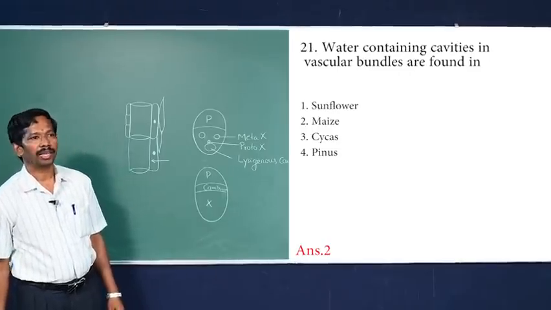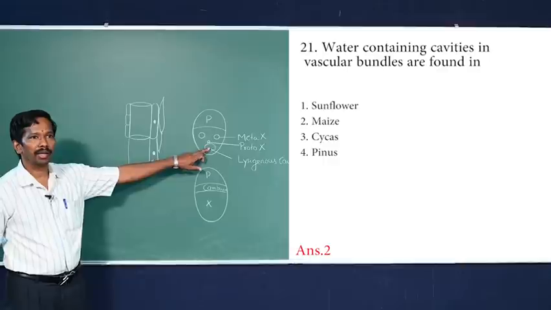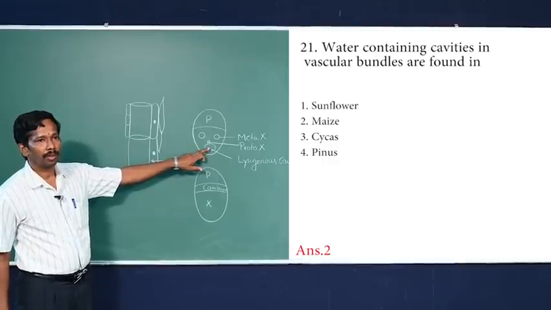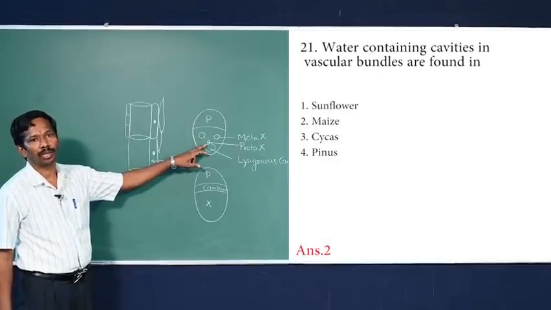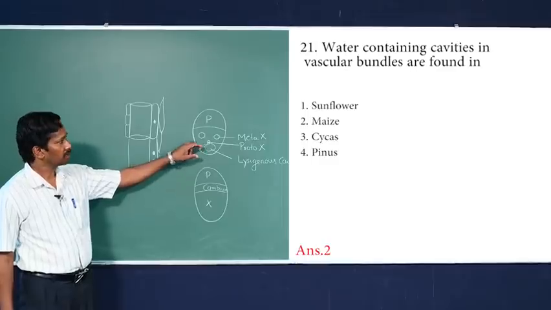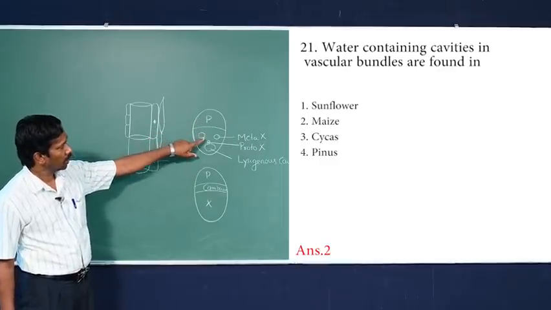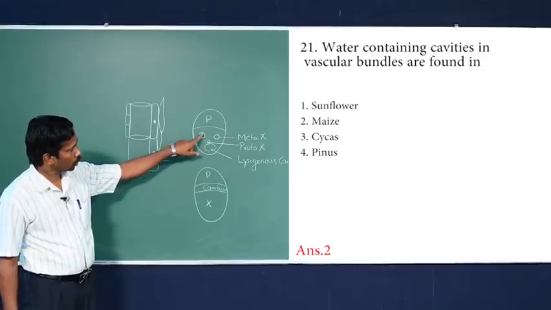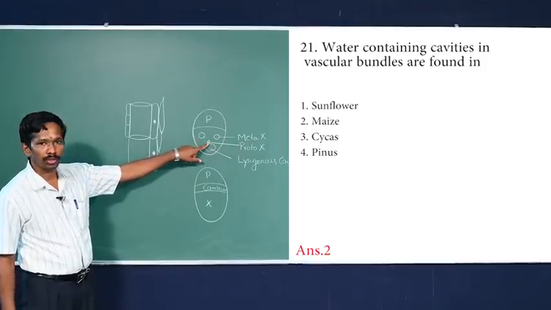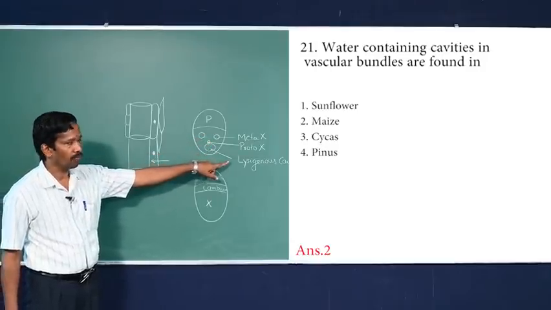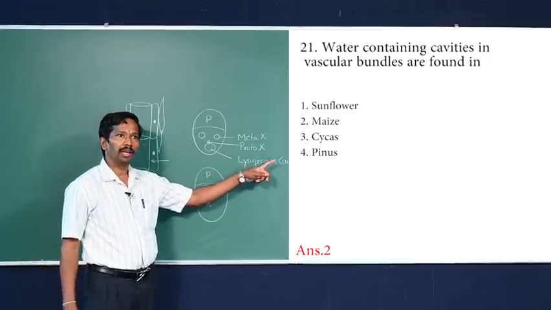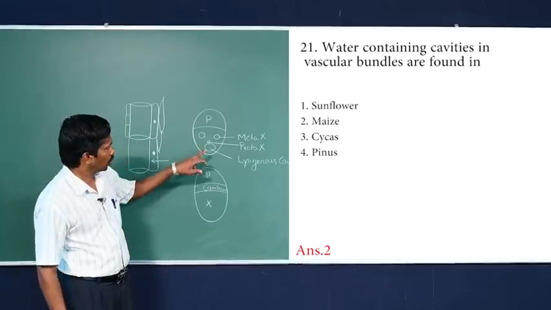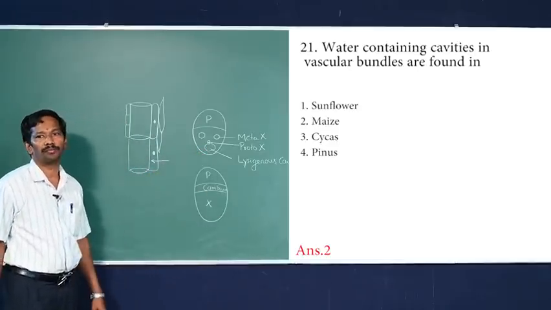21, water containing cavities, represented in monocot stem. So the answer should be option 1 sunflower, option 2 maize, option 3 cycas, and option number 4 spinel, and the answer is maize, because the monocot vascular bundle, compared to 2 metaxylem and 1 or 2 protoxylem, the remaining protoxylem forms a water containing cavity, otherwise called a lysigenous cavity, and it is also called a protoxylem cavity. So the answer should be second for 21.